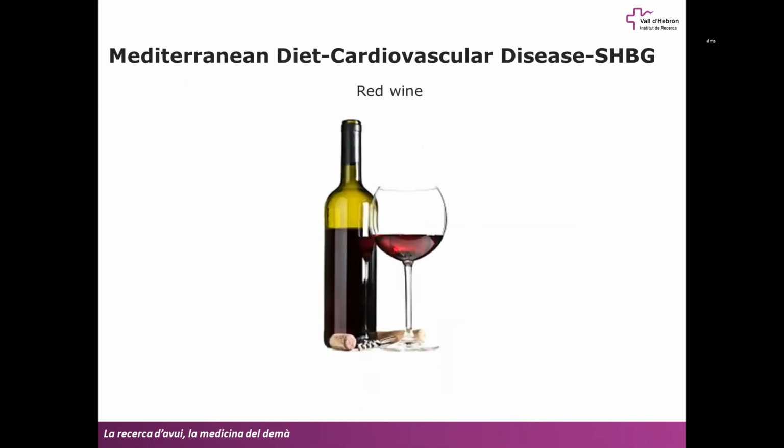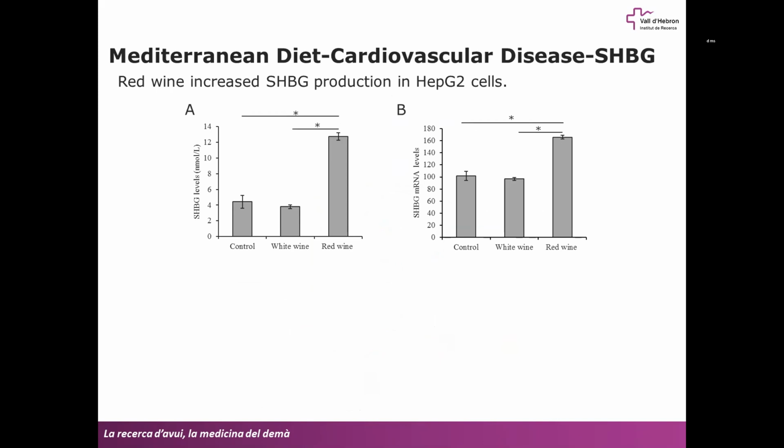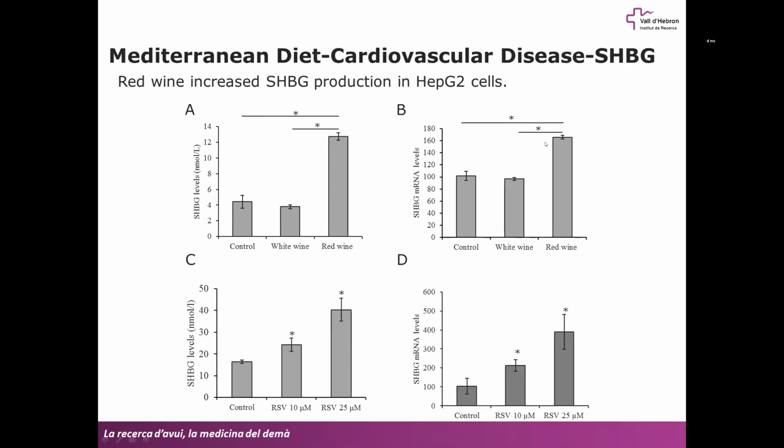After the olive oil, we checked the red wine, which is another component of the Mediterranean diet. And here what we did is we diluted white wine and red wine, and we give it to the cells for 3 days. And to our surprise, we saw that red wine increases SHBG protein levels almost 3 times. And also this was confirmed at the RNA level.